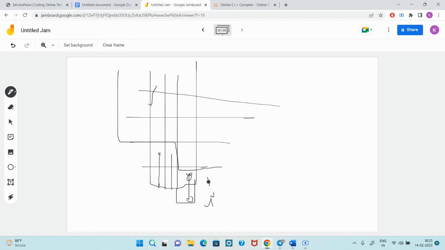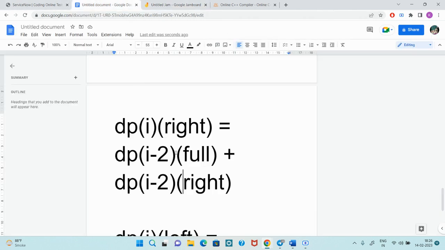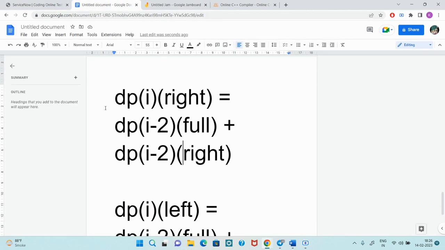This is index I, this is index I minus 1, this is index I minus 2. So the number of ways to fill this part like this is nothing but dp of I minus 2 right, because here I'm getting the state in which I have to fill the right bump. Now there could be another scenario also, so I added those ways also. See, dp I minus 2 right is clear, right? That's why I'm writing dp of I of right equal to dp of I minus 2 right.